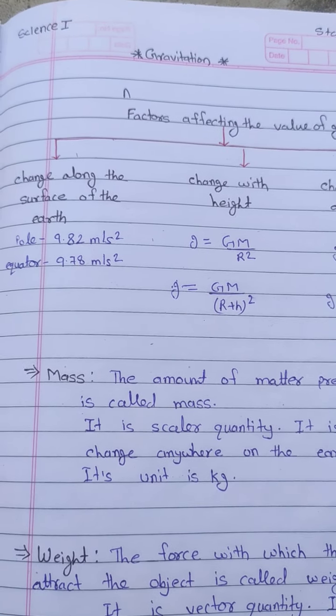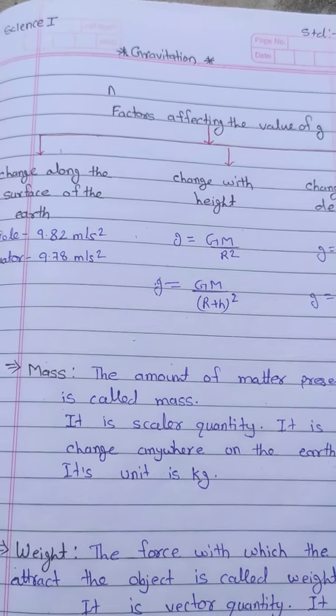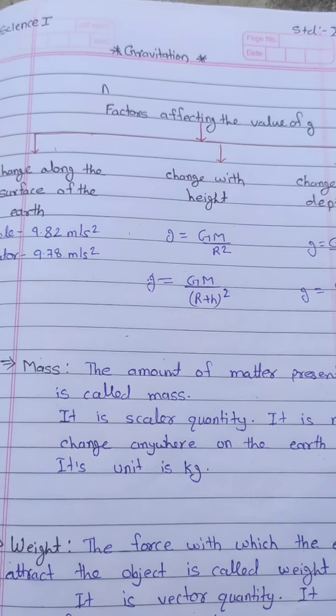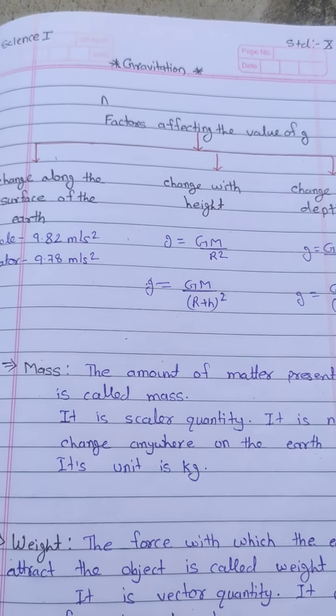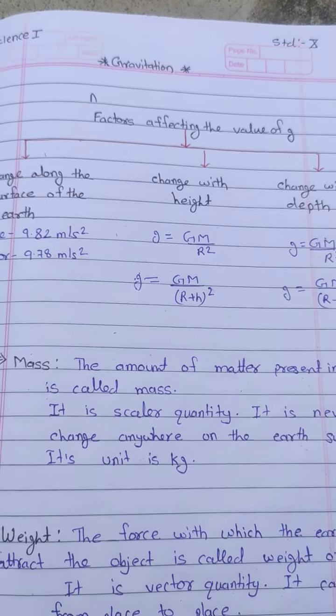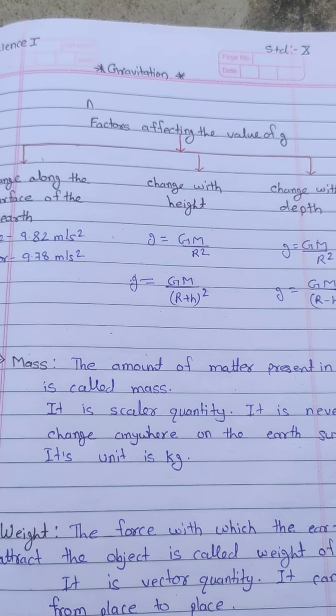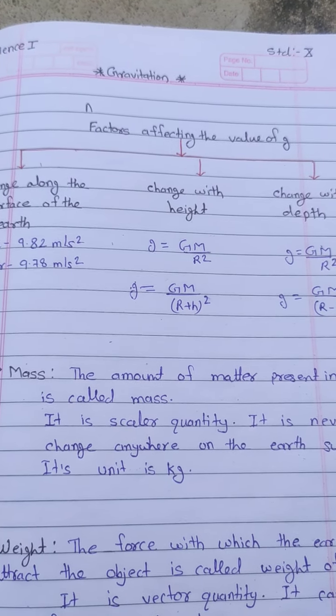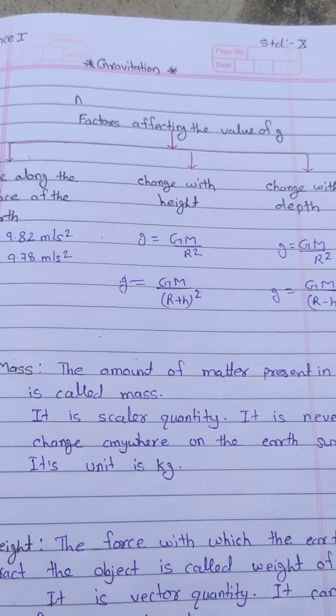Good morning, students. In the last lecture, or in the last video, you were shown the relation between the capital G and small g, the gravitational constant and gravity. Capital G is for the gravitational constant and small g is for gravity.